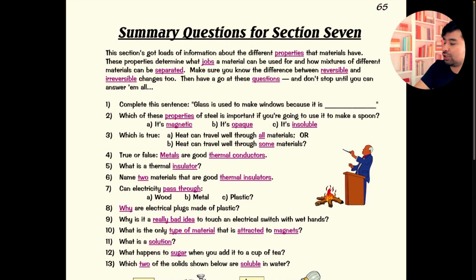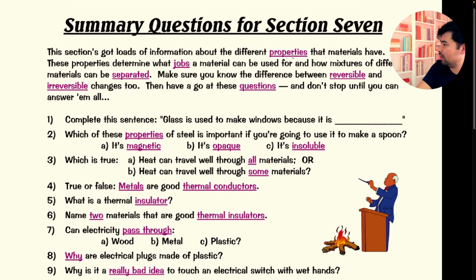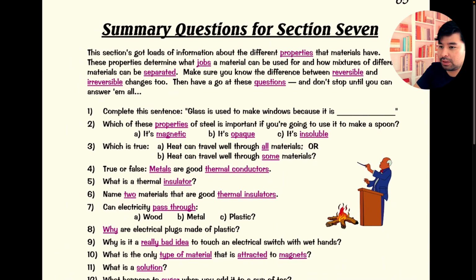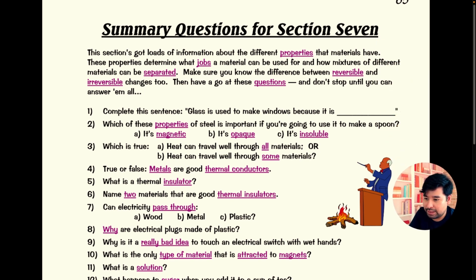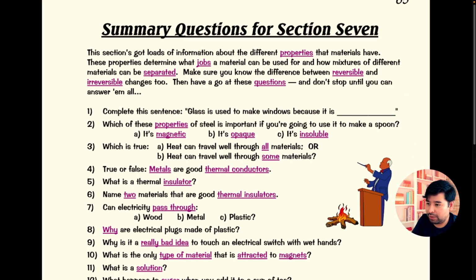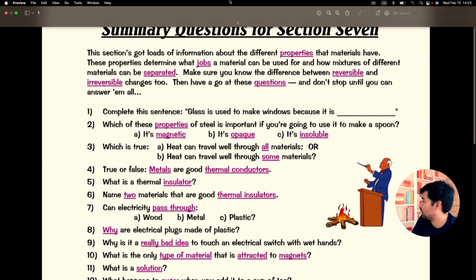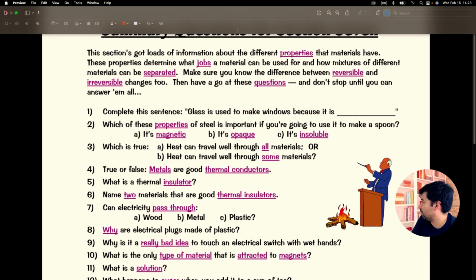So this is section 7. I'm going to make it a little bit bigger, just a little. I'm going to move myself down here. I'm going to read the questions, and then you can follow me. So let's go on. Follow me, read with me. Summary questions for section 7.